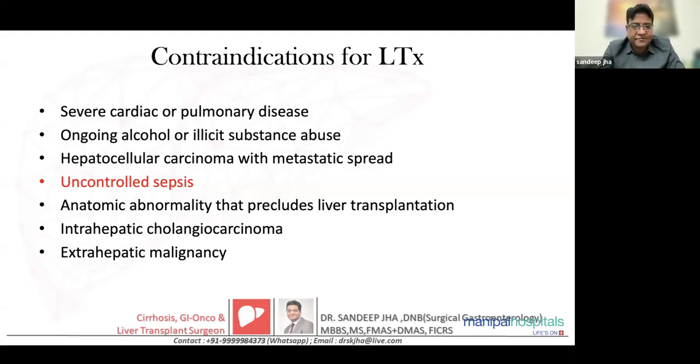Then there are certain anatomical problems that can preclude liver transplant. If the patient has cholangiocarcinoma, intrahepatic cholangiocarcinoma, that also is a contraindication. Not much benefit is seen in intrahepatic cholangiocarcinoma. However, perihilar cholangiocarcinoma is increasingly becoming amenable to transplant, and we are doing more and more transplants for perihilar cholangiocarcinoma. And obviously, if the patient has a cancer elsewhere in the body, a CNS tumor or a lung tumor or a breast cancer, then definitely there's no use of doing a liver transplant in such patients.